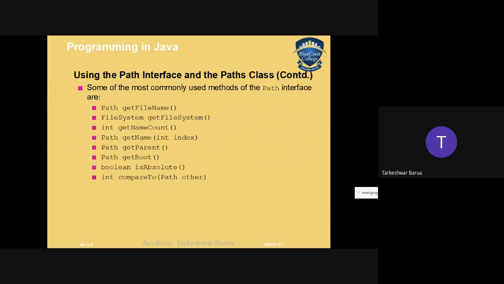Some of the functions work with Path. You can get the file name, you can get the file system, you can get the name count, get the name of the file, get the current parent directory, root directory, and absolute path, the complete path, and compare paths in order.